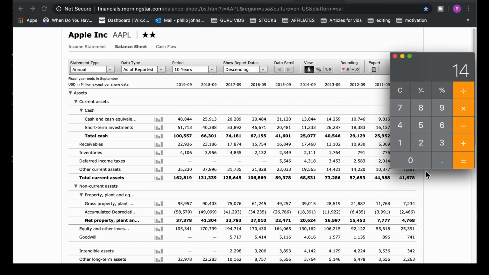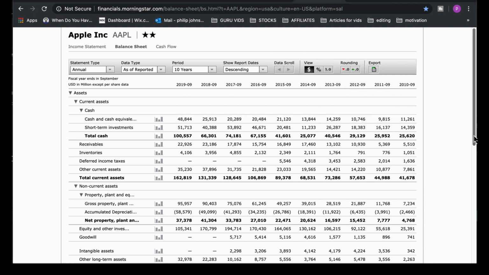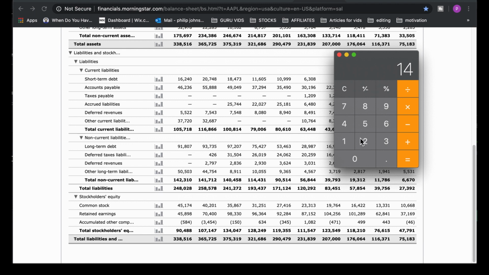So let's punch that into the calculator: 14 divided by 47, and it's going to give us a percent. The percentage is the last two digits after the decimal, and if you round the 7 up, you can get 30. So they were able to have a 30% return on equity. That's the return on the money that you're investing into the company, which is really good.